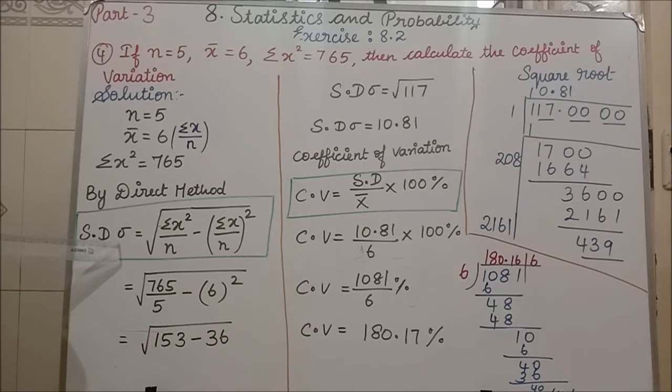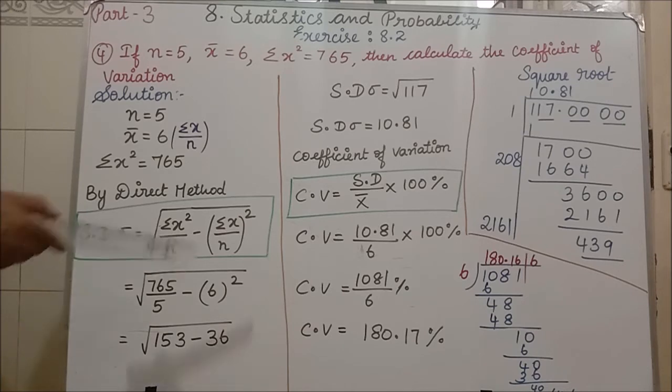To find the value of sigma, here, square root of summation x square value is 765 divided by n is 5, minus summation x divided by n, the whole square. We are having summation x divided by n. What is the value? Summation x divided by n means x bar. So x bar value is what? 6. So this whole value is 6 the whole square.